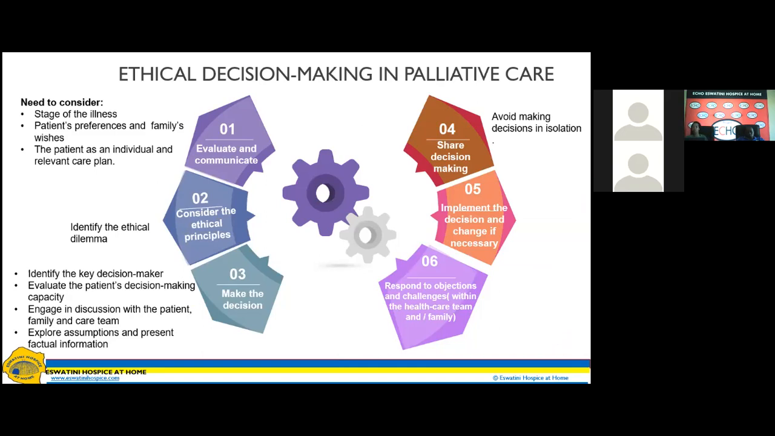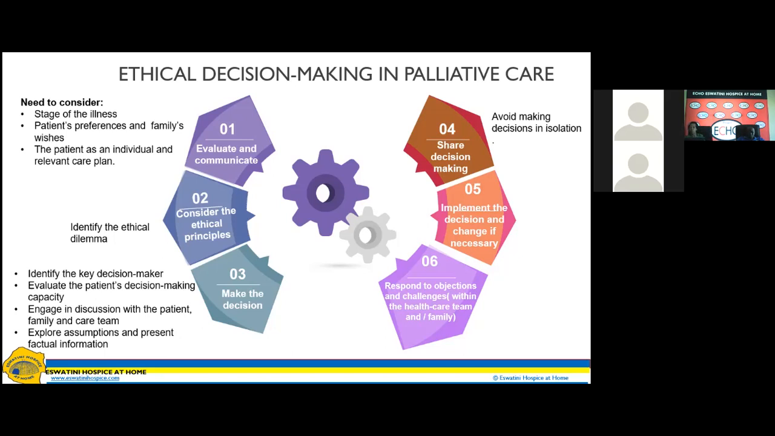Here we need to consider the stage of the illness, the patient preference, and the family's wishes. The patient as an individual and relevant care plan. Number 2, we need to consider the ethical principles. We should identify the ethical dilemmas.